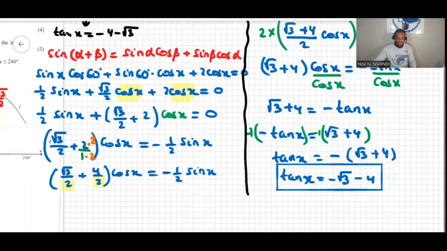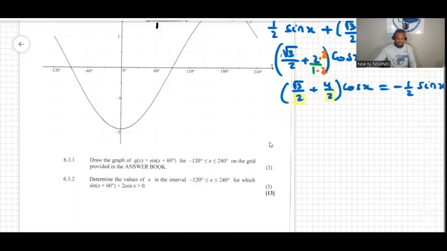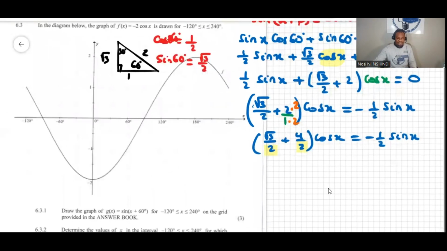Now let's see the following question. Question 6 says, in the diagram below, f of x equals -2 cos x is drawn for -120 degrees to 240 degrees. Question 6.3.1 says, draw the graph of g of x equals sin(x + 60 degrees) for -120 degrees less than or equal to x less than or equal to 240 degrees on the grid provided in the answer book.